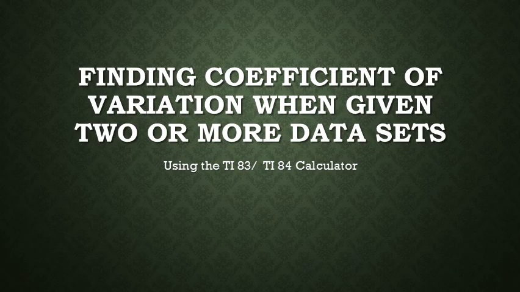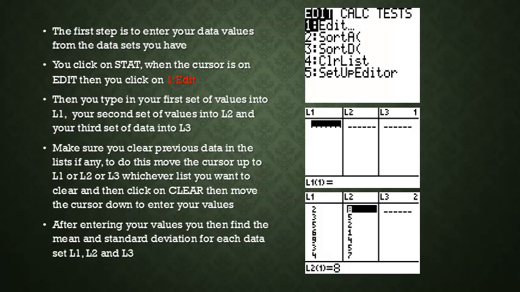Today we'll be looking at how to find the coefficient of variation when given two or more data sets using the TI-83 or TI-84 calculator. And the first step is to enter your data values from the data sets you have.